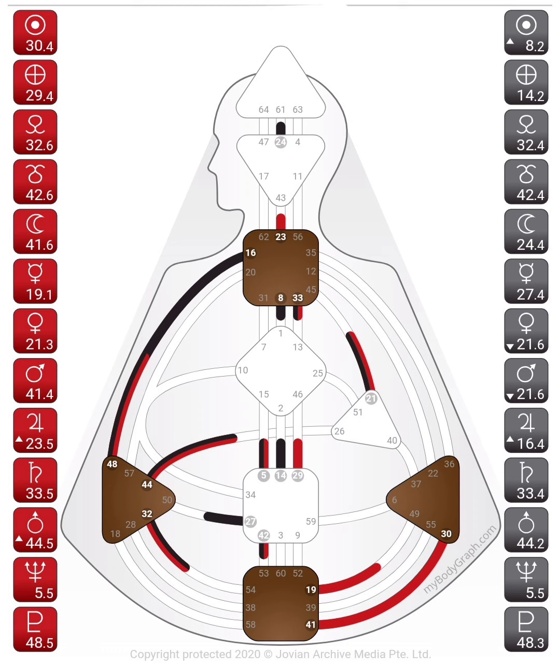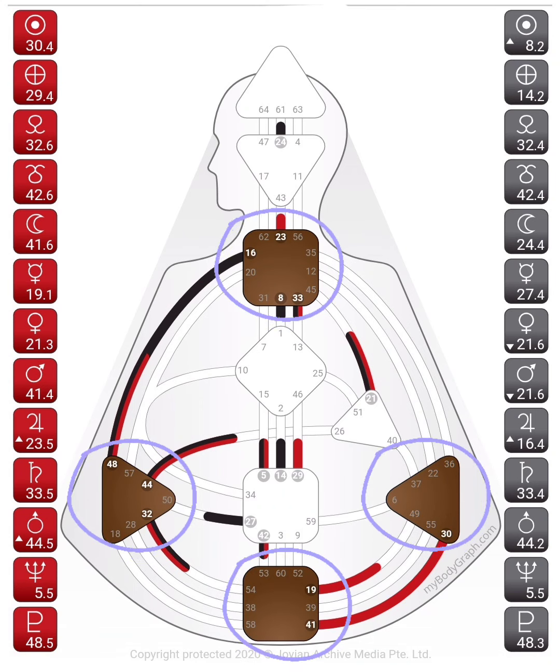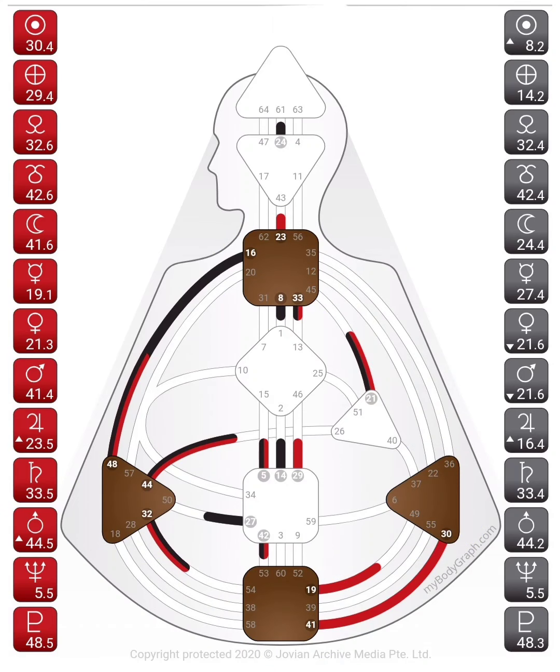So continuing on with the subject of definition, we're going to focus on the definition of centers, and centers being open or undefined. So when we're talking about defined centers on a chart, the center itself is going to be colored in. In order for a center to be defined, it has to have a channel which is defined.